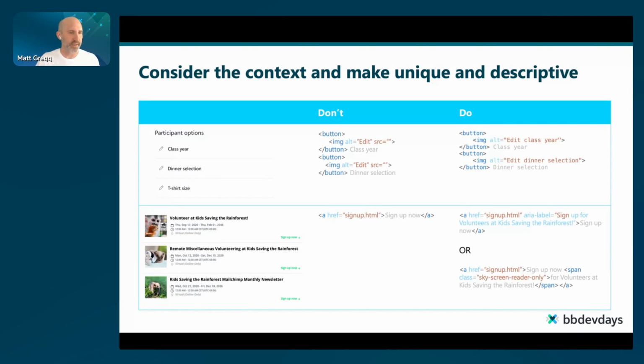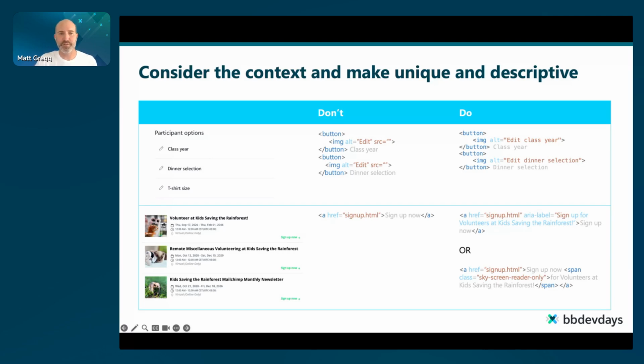So in this case, oftentimes you have a list with buttons, and these all might be edit buttons. So instead of just being edit, you really want to include the context: edit class year, edit dinner selection. Similarly, with a list of links, like in the bottom example here, where you have sign up now, we don't want to hear sign up now over and over.